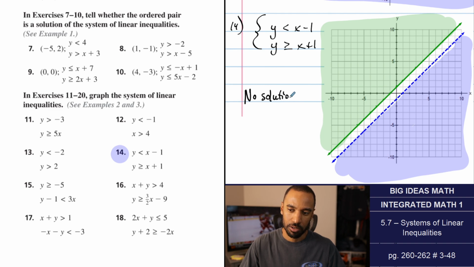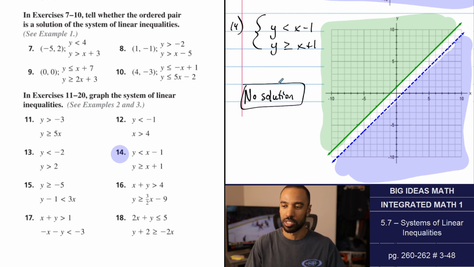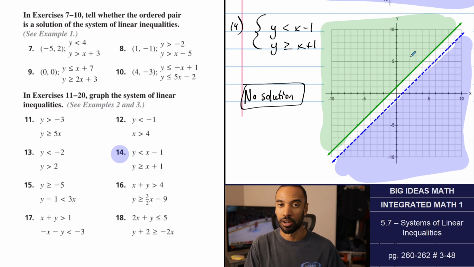That's a no solution. Get at least two examples of those. Again, it's possible for parallel lines to have solutions. They just need an overlapping shaded region. What if we were under the green and above the blue? Then it would be all within here. Those are some of my favorite ones, the ones that are inside here. We'll see if we get any of those later.